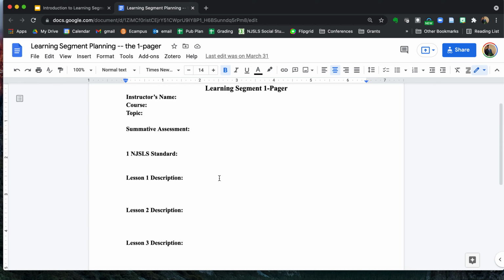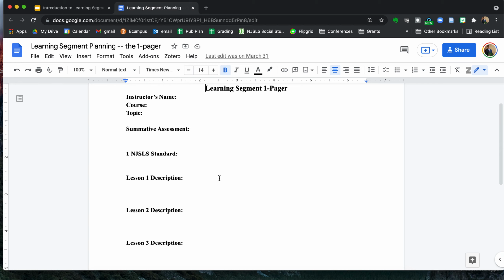So if the standard says, let's use my Emancipation Proclamation example, if the standard says students are going to be able to compare and contrast two or more documents to show perspective about a historical event, well, okay, I can do that with the Emancipation Proclamation. So my summative assessment would be something like using two or more primary source documents provided in the learning segment, you're going to be able to compare. Remember, compare was the operative verb in the standard, so compare is going to be the operative verb in my summative assessment.